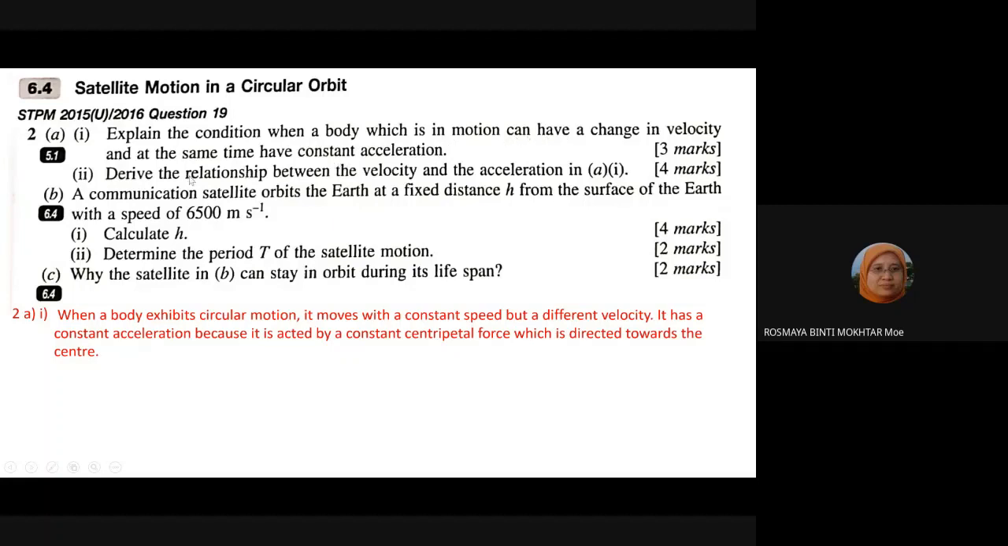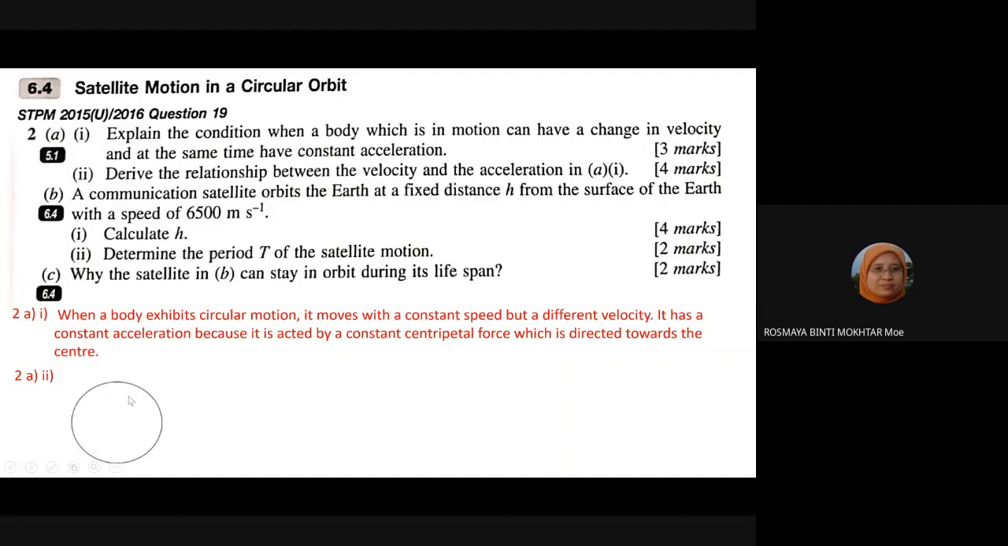Okay, then number 2, derive the relationship between the velocity and acceleration. From 2a1, we are going to derive v and a. We use chapter 5 to derive 2a2 because the satellite also moves in a circular motion. Now we are going to derive the relationship between v and a.